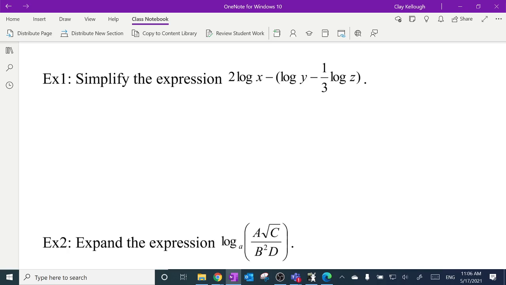So simplify this expression. We're going to use our log laws. First of all, I'm going to use law 3 backwards. This coefficient can be written as an exponent. So there's my first thing I'm going to change. And this coefficient can be written as an exponent. So there's my first step.